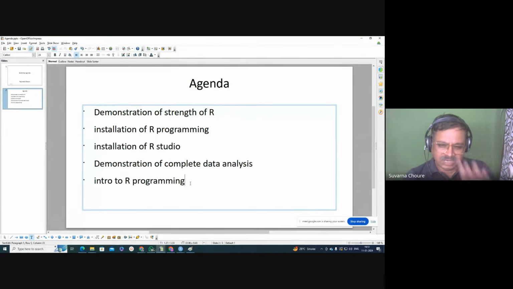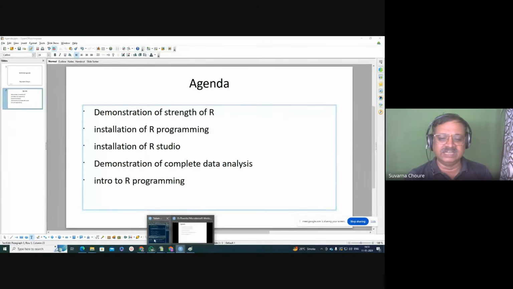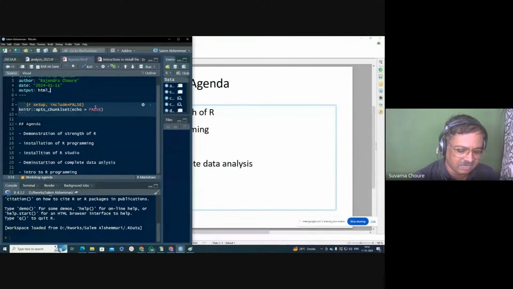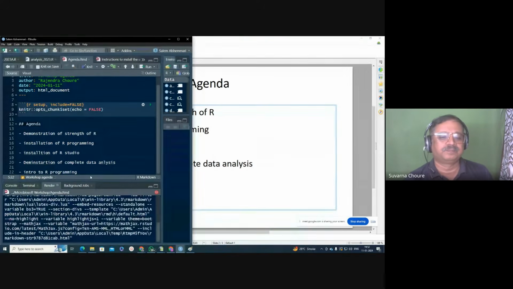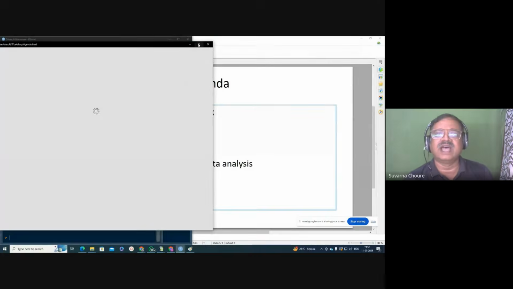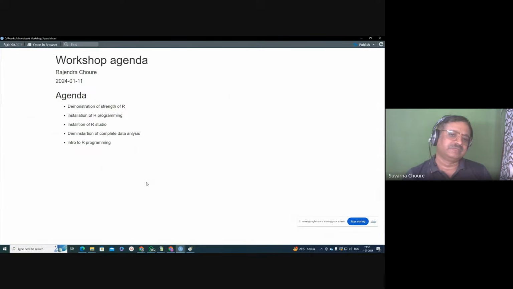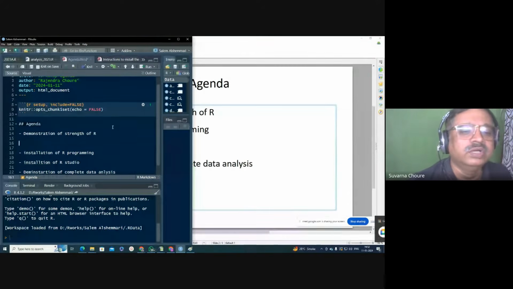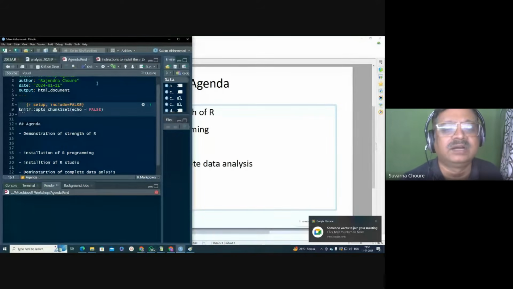Now, if I want to prepare a tutorial out of it, I can prepare very easily that tutorial. I will just make that HTML document, and there I will run this. And I will get a nice HTML document for that. I'll just type in something here as a code, demonstration of strength of R.